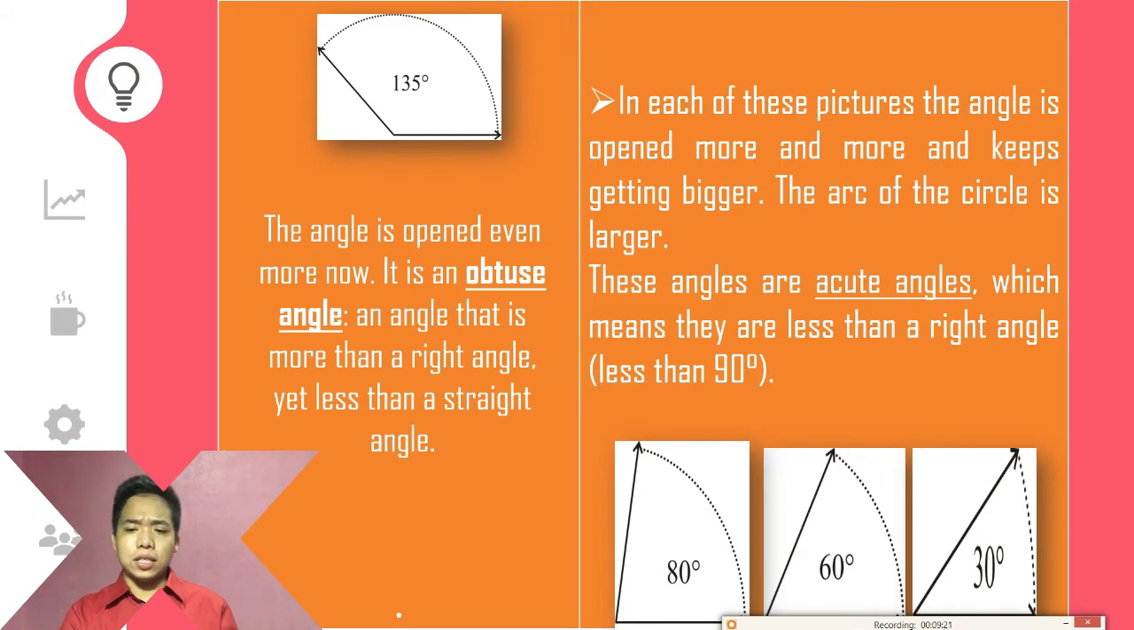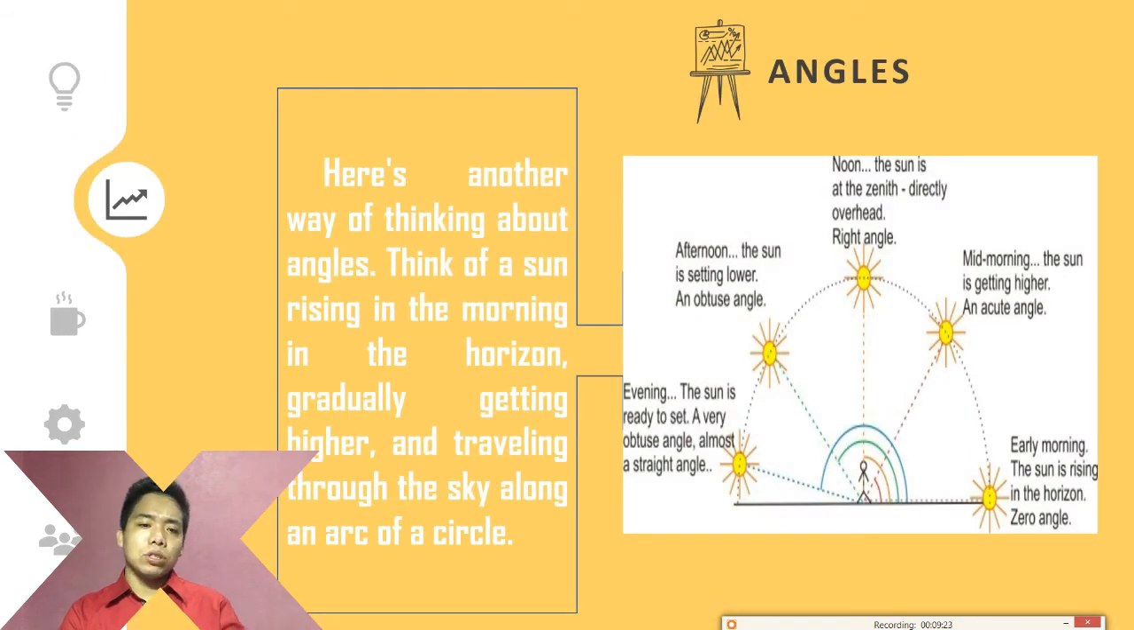Okay, very basic. So here's another way of thinking about angles. Imagine in the morning, as the sun rises in the horizon. As the sun rises early in the morning, the angle from the ground to your line of vision to the sun is zero angle right there.